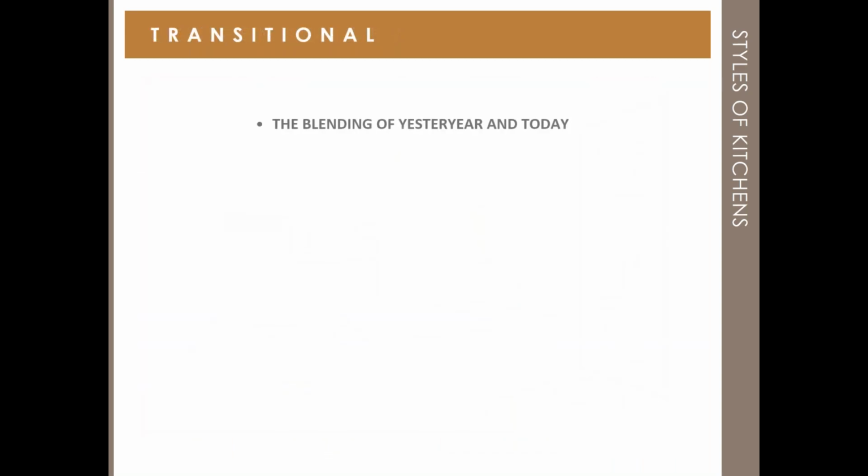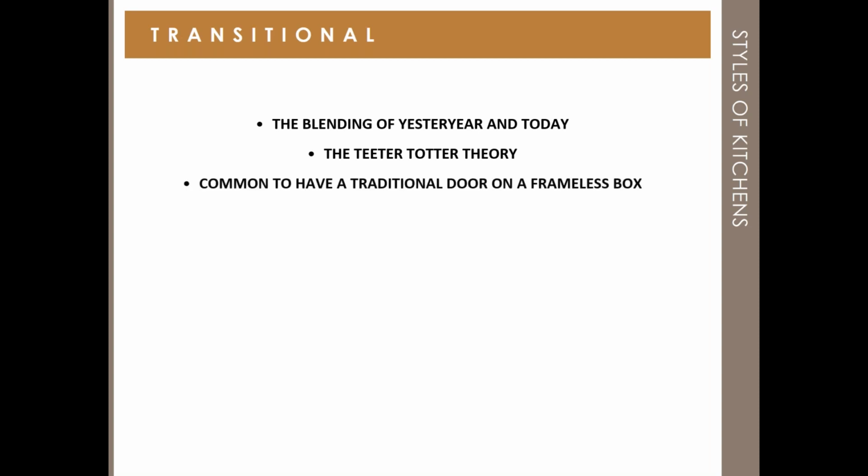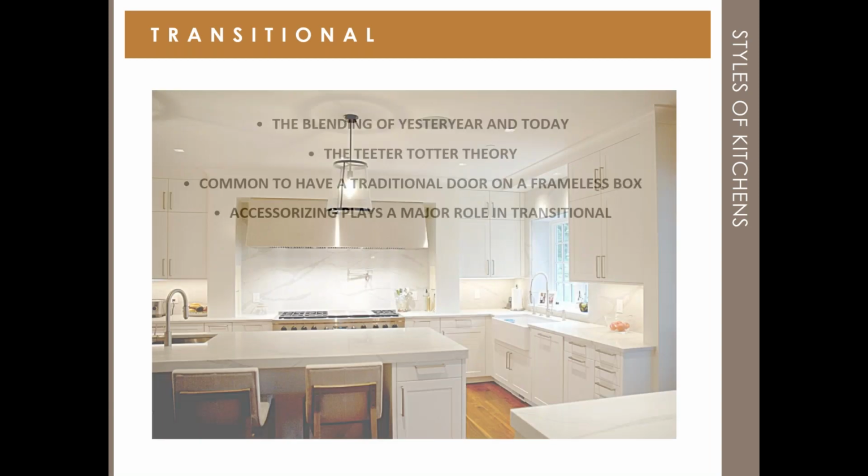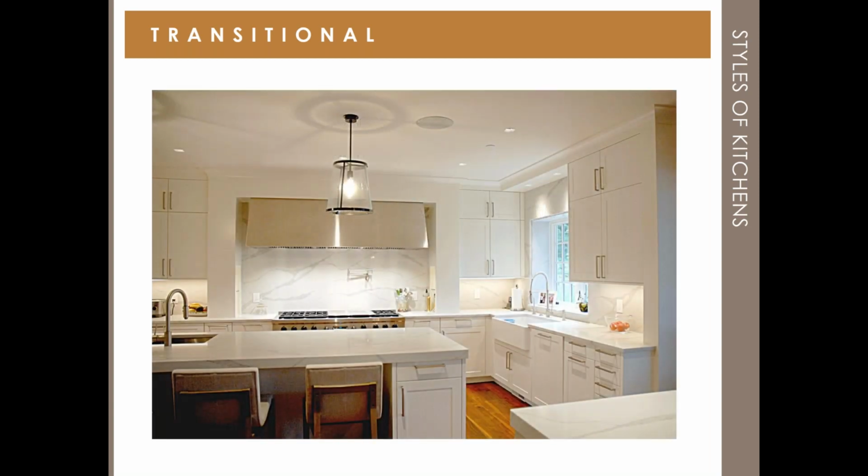Transitional. Here's what most of you would like. The blending of yesteryear and today, teeter-totter theory. Talk about that in a moment. Common to have a traditional door on a frameless box. Accessorizing plays a major role in transitional. When I start working with people and they want to go the transitional direction, I explain, we all know what a teeter-totter is, we grew up with it. But when you do a transitional kitchen, it can weight itself more modern or more traditional. How do you want it to go?